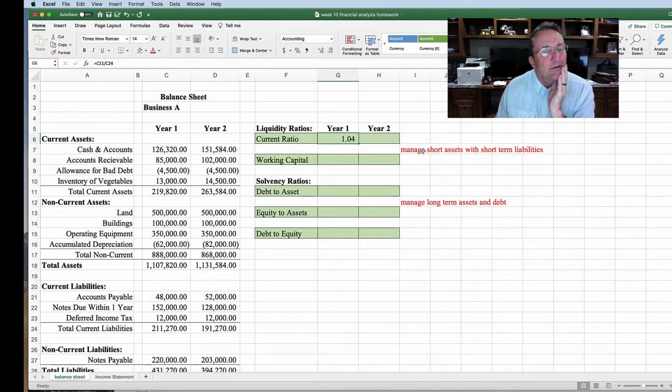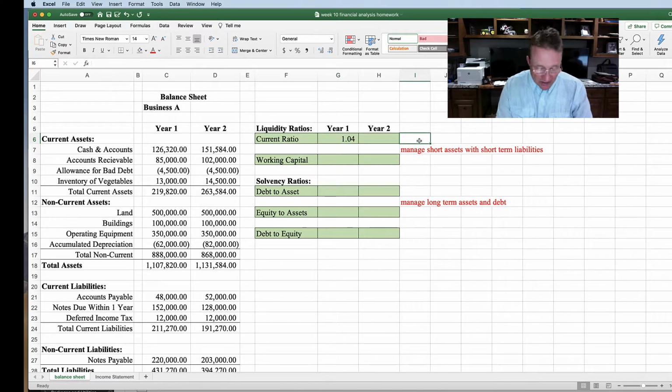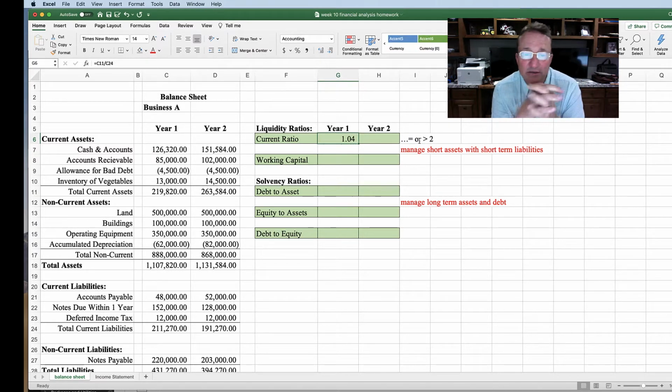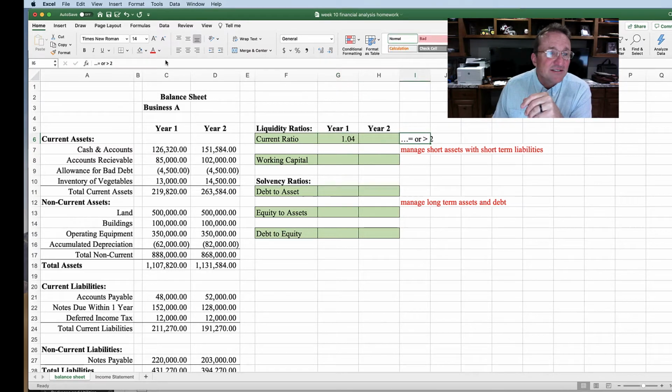One thing about managing short-term assets is that on current ratio, we want it to be equal to or greater than 2. That is actually a formula there. It needs to be equal to or greater than 2, and that means you want twice as many. In this case, at 1.04, we do not have twice as many. So that is not a good current ratio. This formula that I've written is really handy because I can simply copy and paste it over to the next cell.